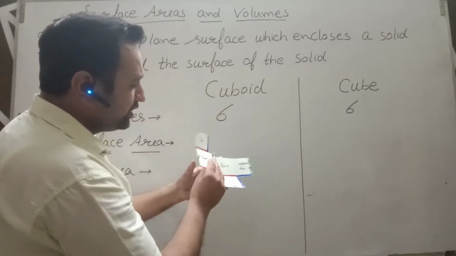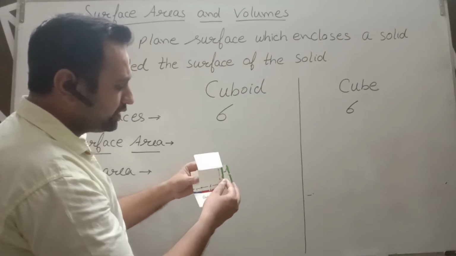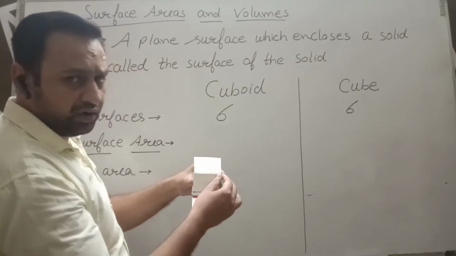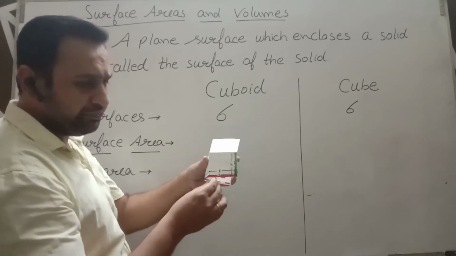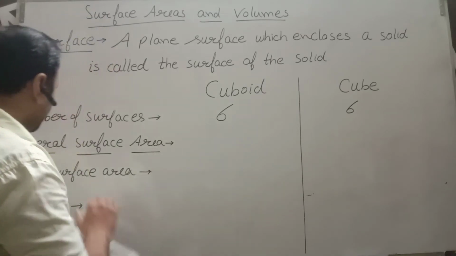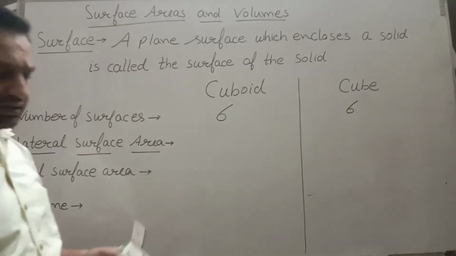It means the surfaces which cover a cuboid are called lateral surfaces, and this is the top surface and this is the base surface. So we have to discuss lateral surface area.